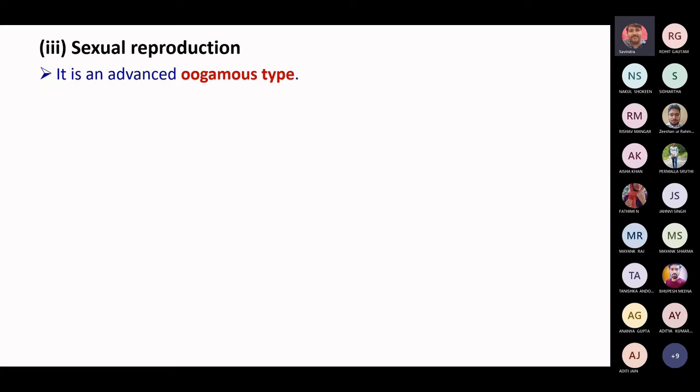Anisogamous is when one gamete is large, the other is small, but both are motile. So that is known as anisogamous type. And isogamous is when both are motile and both are of the same size. Why is it known as advanced oogamous type? Because not only is the female gamete bigger and non-motile, but also the male gamete may develop in a different manner, macrandrous type or nannandrous type. That's why it is known as advanced oogamous type.